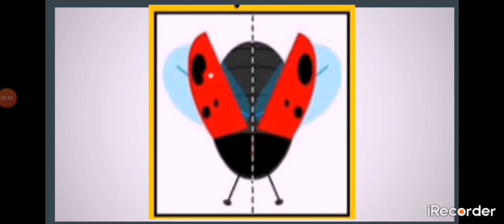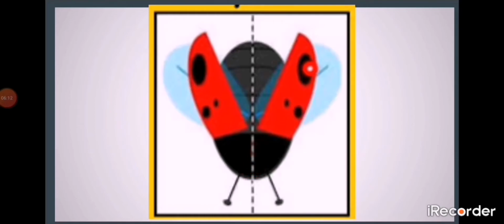Again, one more shape. It's a ladybird. You can see both sides are the same if you draw a line of symmetry, or if you fold these two sides, both sides will exactly match. So we can say the line of symmetry in the ladybird is vertical.